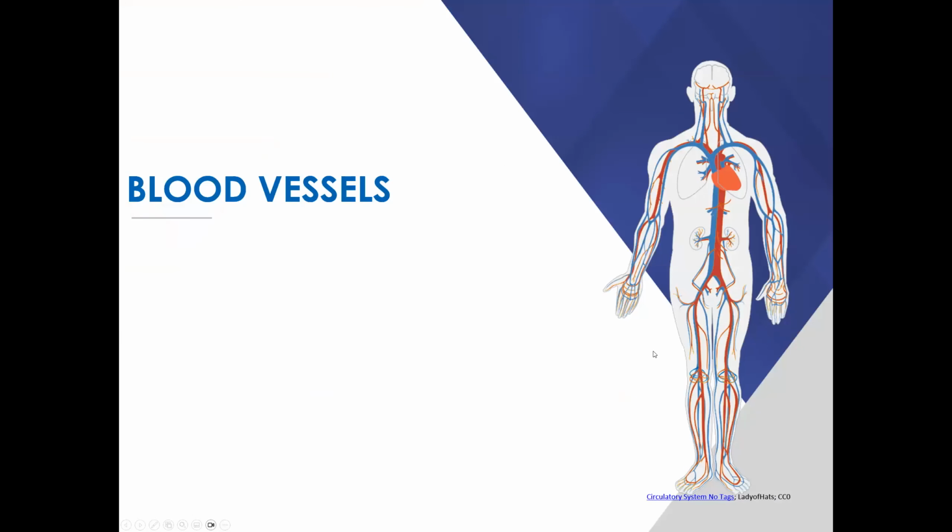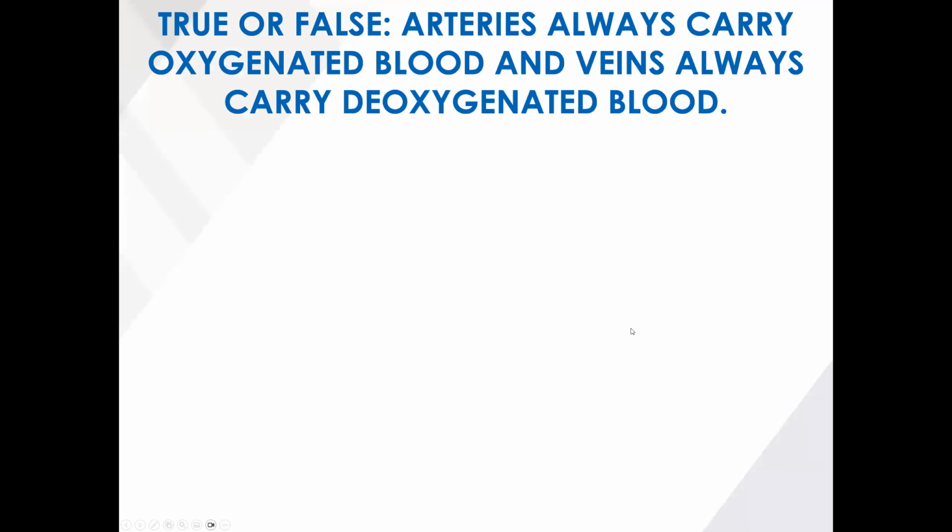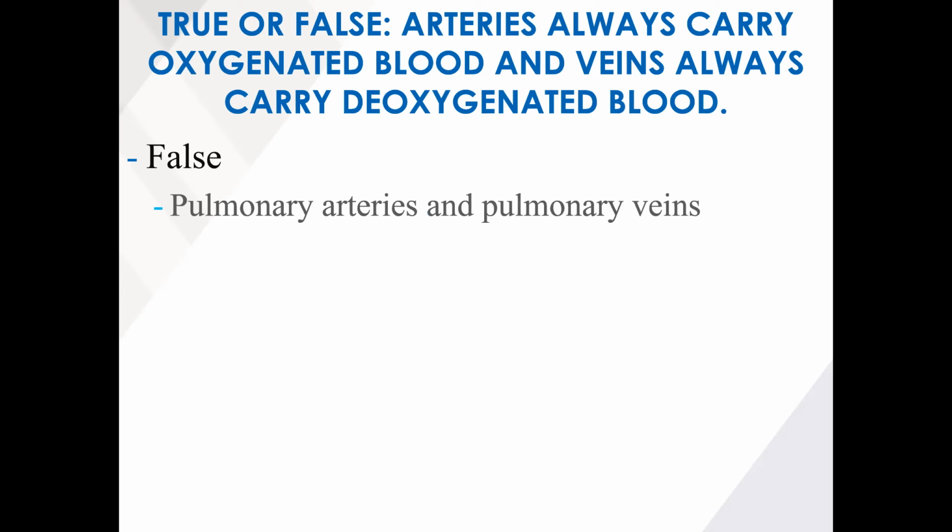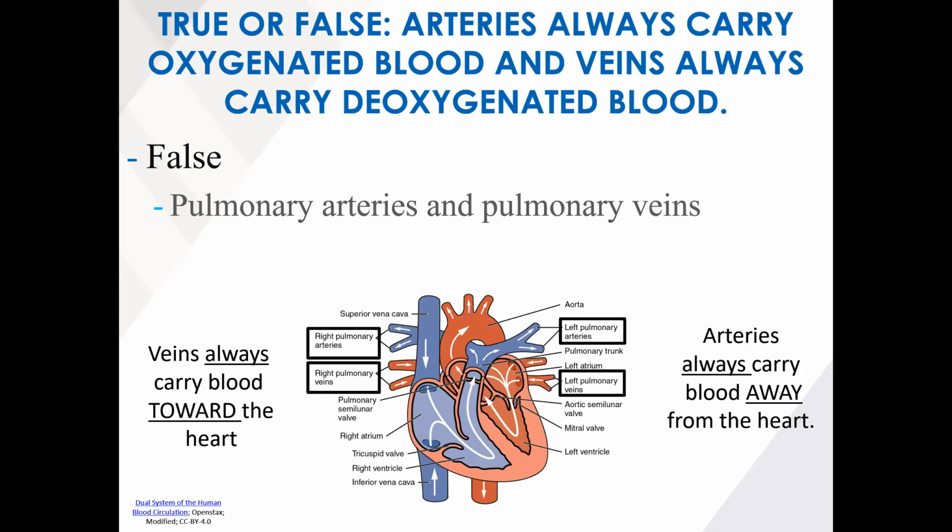All right, so up next is blood vessels. So true or false, arteries carry oxygenated blood and veins always carry deoxygenated blood. Yeah, that's going to be false. So what would be an artery that carries deoxygenated blood? Yeah, so the pulmonary arteries would definitely be arteries that carry deoxygenated blood, and then the pulmonary veins would be veins that carry oxygenated blood.